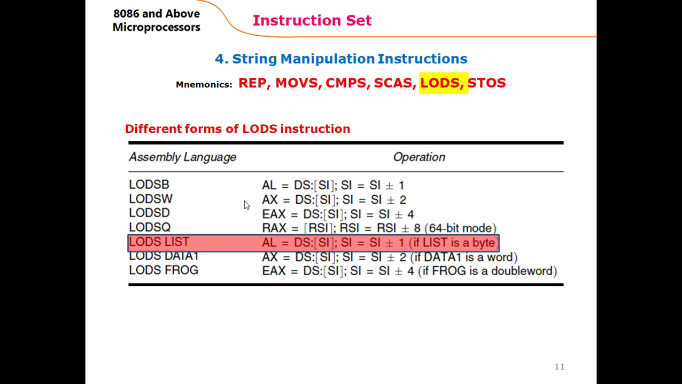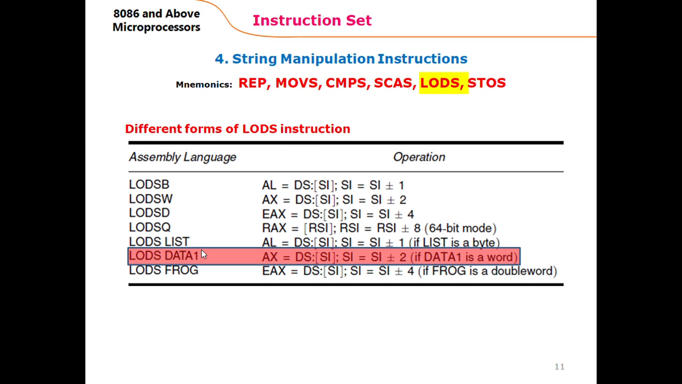And variables may be used instead of the letters B, W, D, Q. Instead of these letters, the string instruction may be used with variables, and then the size of these variables determines if a byte or word or double word of data is being moved from the memory to the accumulator. So if the variable is a byte, then this would move a single byte of data from the data segment memory location addressed by SI to AL, and SI would be updated by 1.